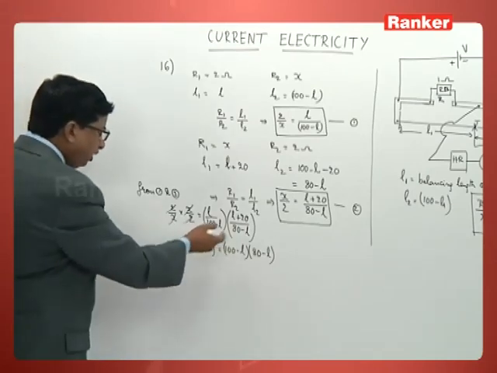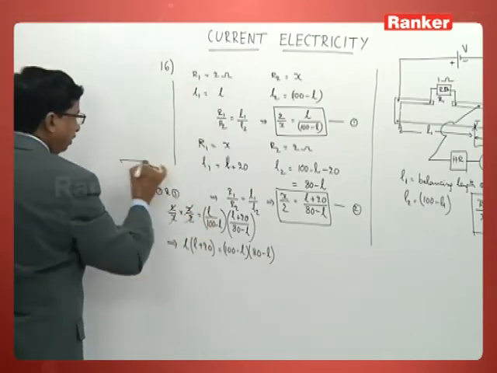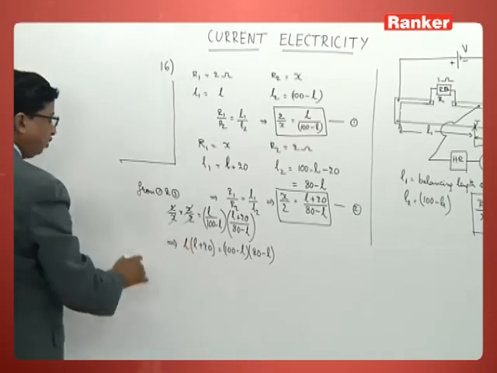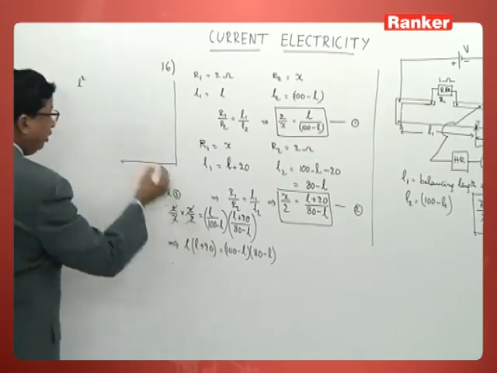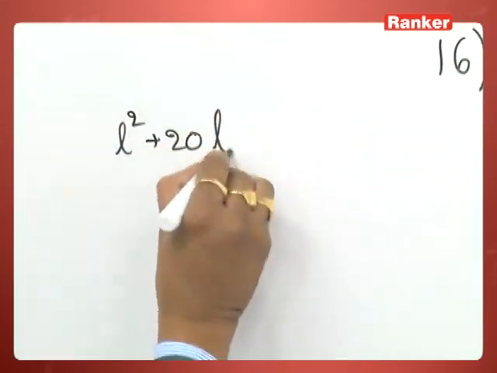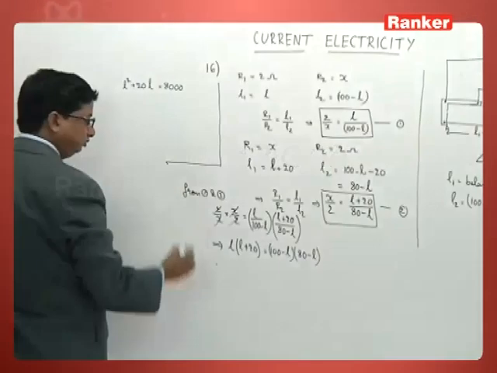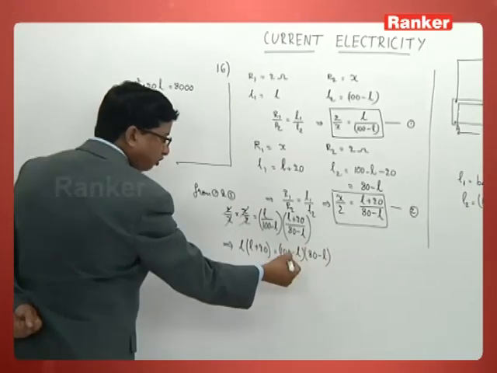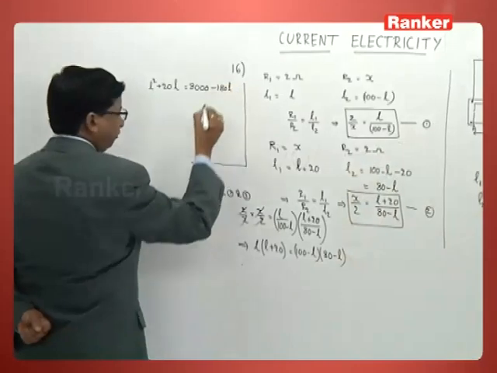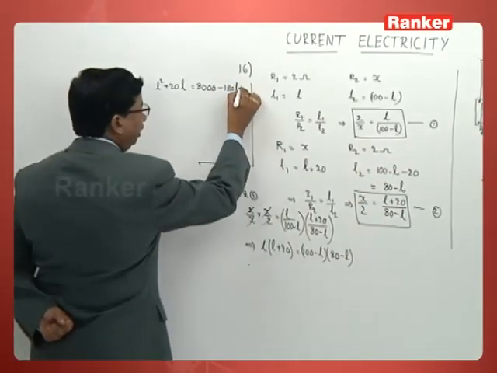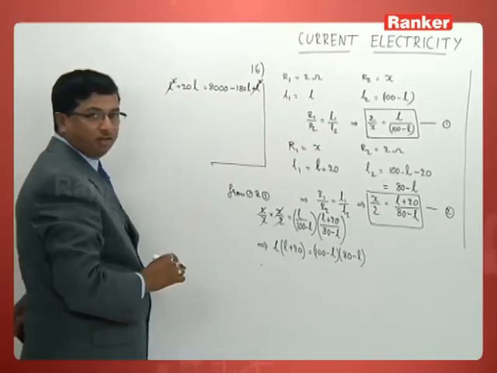Come on, just multiply these two. Only the mathematical calculation is left over. I just take up the calculation here. L into L, that now becomes L square. L into 20 is 20L. 100 into 80 is 8000. 100 into minus L is minus 100L, minus 80L, minus 180L. Minus L into L, plus L square. So L square on both sides gets cancelled.